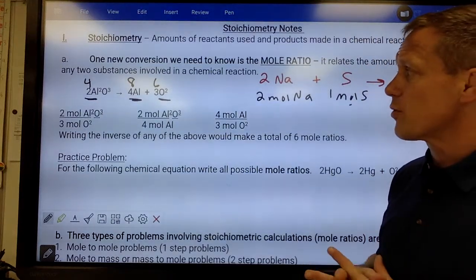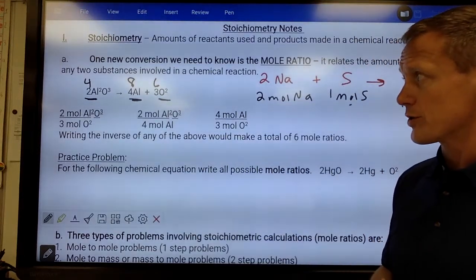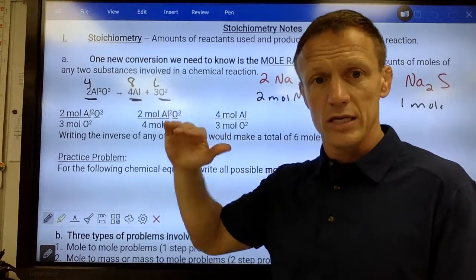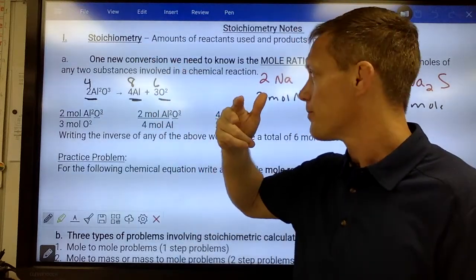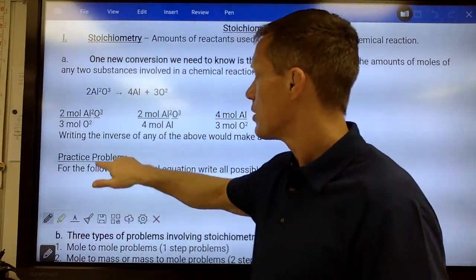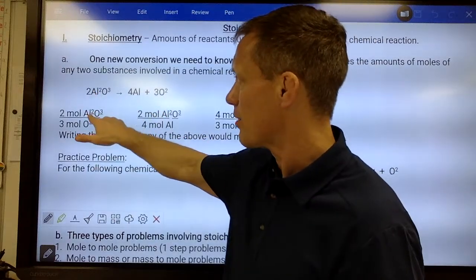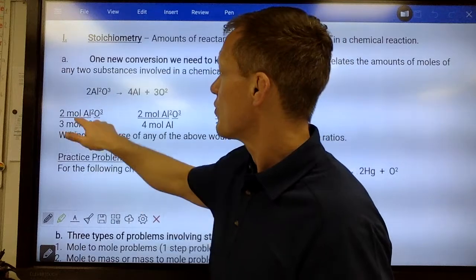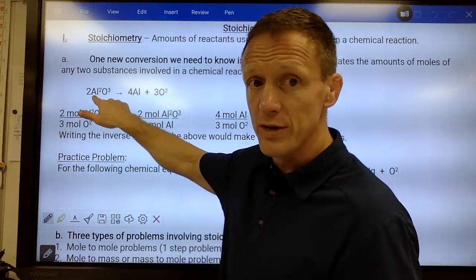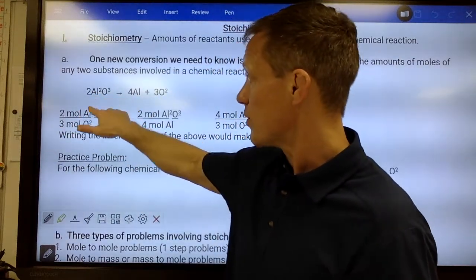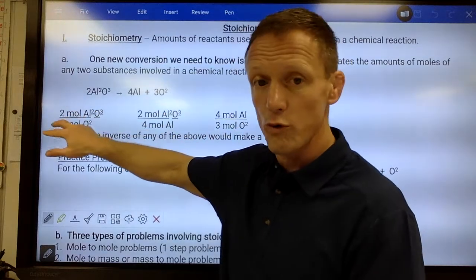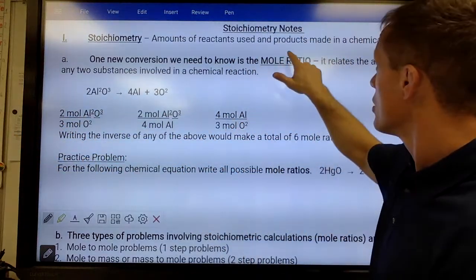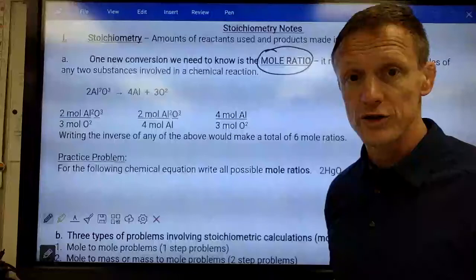So as we do some stuff here, one of the things we're going to do is write down these mole ratios. We write them on top and bottom of each other, and they could always be flipped around. So for example, here are the mole ratios from this equation. Again, I don't know why the 2 and the 3 are up above. Those should be written down below. For every 2 moles of aluminum oxide that are used in this reaction, there's 3 moles of O2 produced. So that's 1 mole ratio. That's what we call a mole ratio.